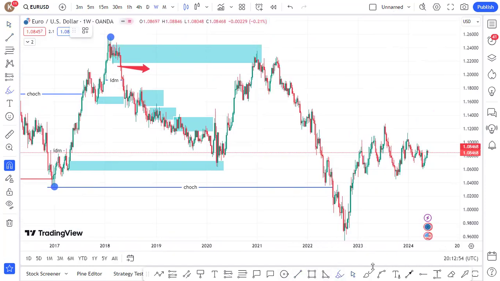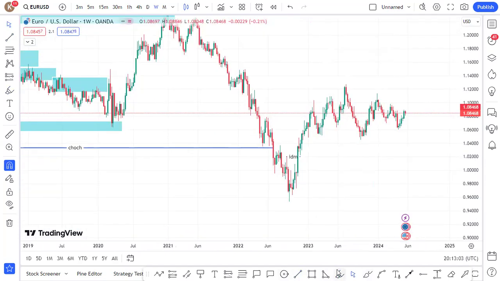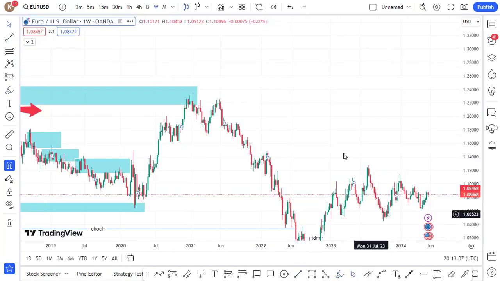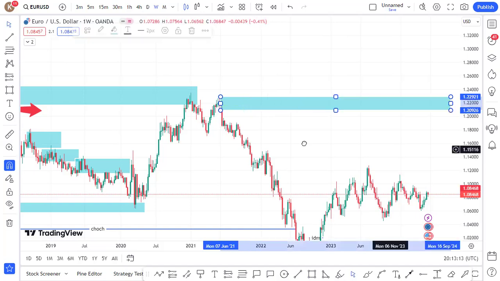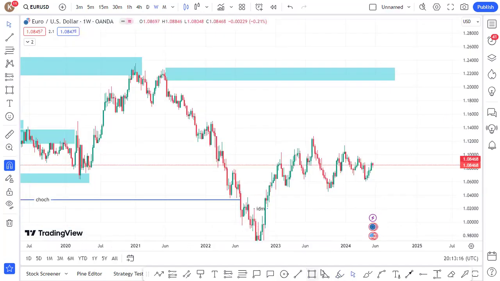Once you get this CHoCH, this becomes a major high, and you look for a new inducement. The new inducement is here. Once you get that IDM, you can have this as your low, right? And on the weekly time frame, we can see we have our levels here. Point of interest, this is the extreme order block that's not mitigated, and everything here is mitigated.